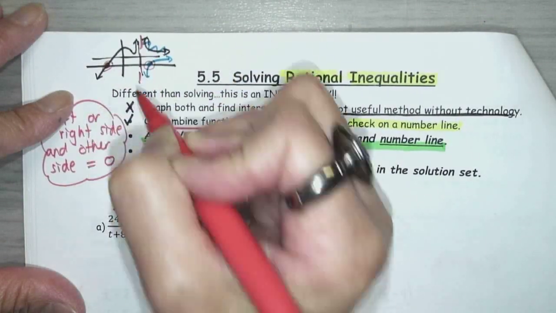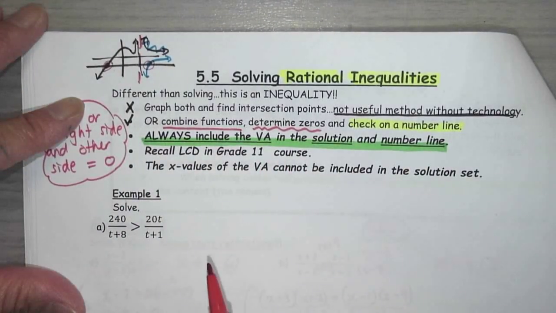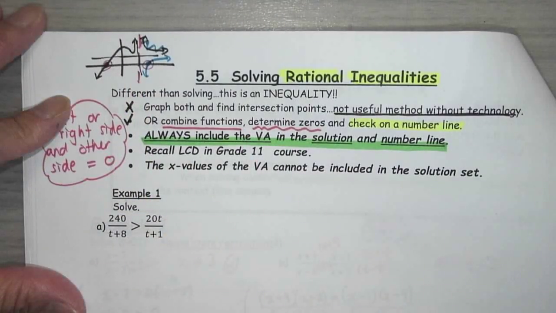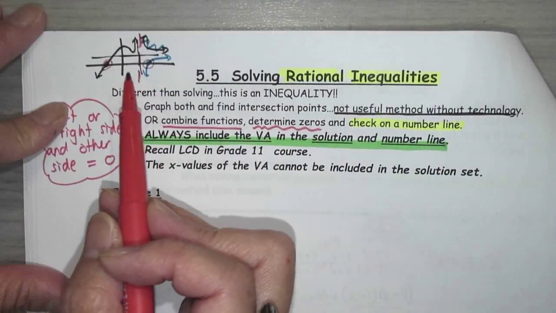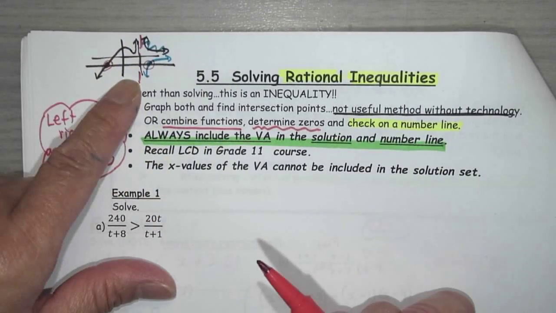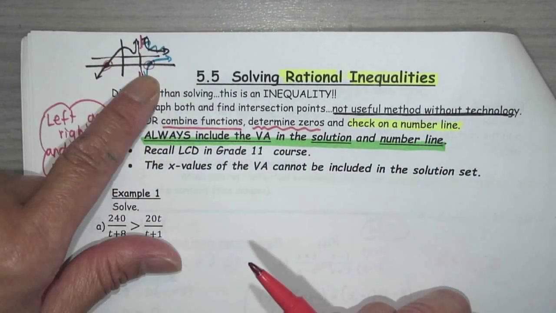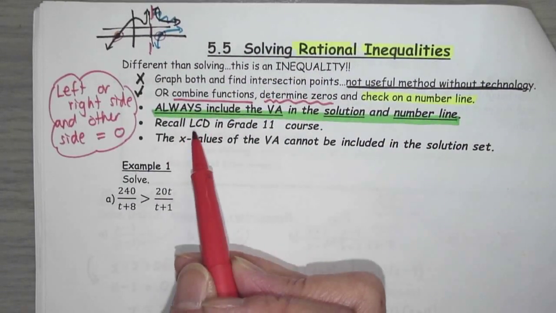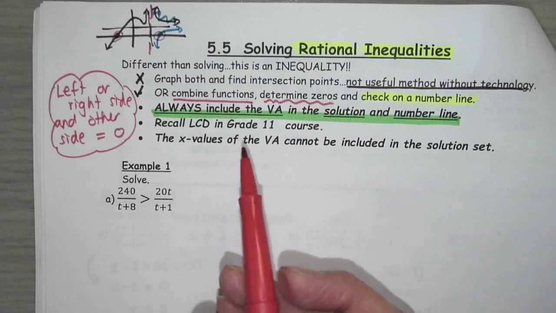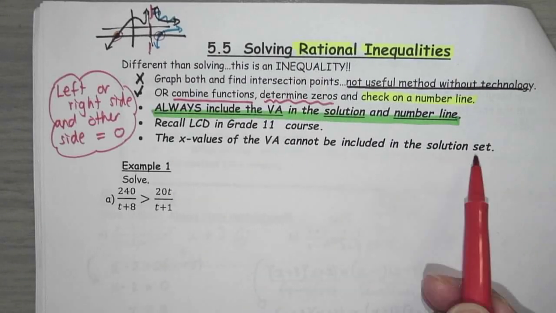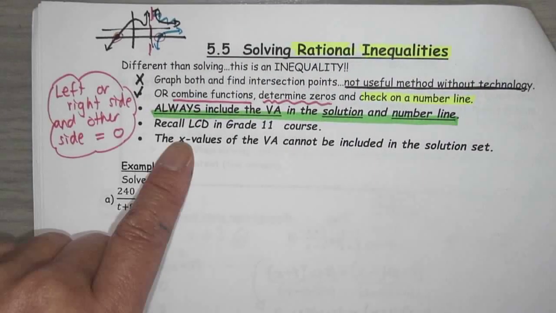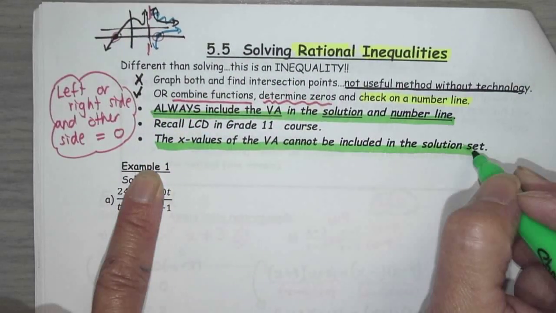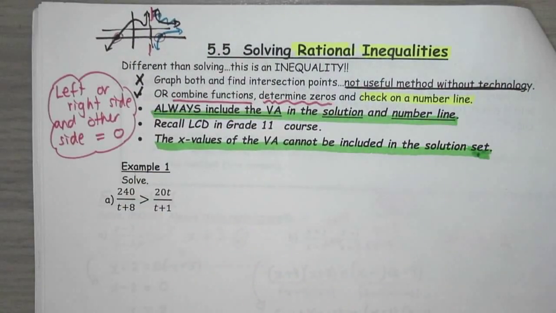This is an asymptote. I was trying to show a quick asymptote on your number line to see if it changes from positive to negative or positive to positive. You don't know what's happening there. So you have to check to see if the graph is above or below when it goes to an asymptote as well, not just the roots. Make sure you know how to do a lowest common denominator, just like in grade 11, so we're going to practice that. The x values cannot be included in the solution set, and I'll explain what that means when we get to our answers, including the two lines here.